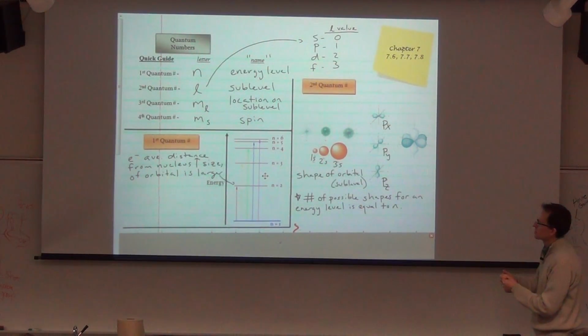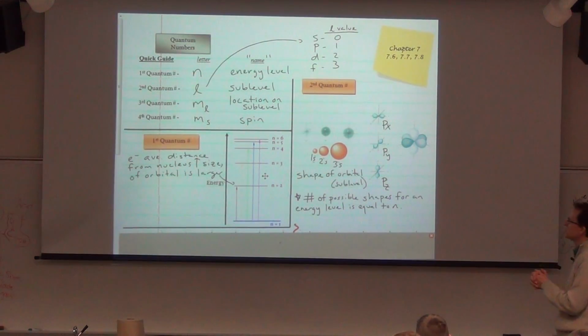Whoops, I think I put the comma in the wrong spot. The larger size of an orbital, that means it would be large. Oh boy, what was I writing there?